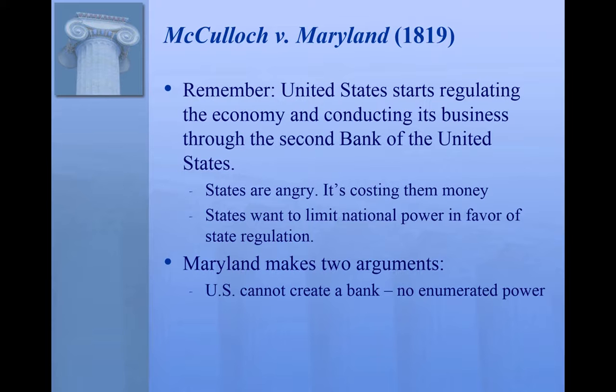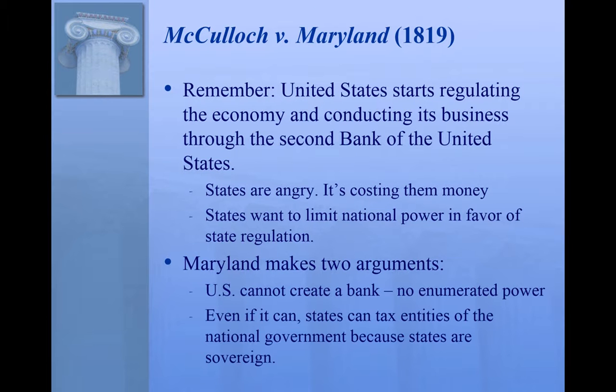And then they sort of hedge their bets on the second argument. Okay, even if we lose the first argument, even if the U.S. can make a bank, states can tax the bank, they can tax entities of the national government because states are sovereign in and of themselves. They have retained their sovereignty and they can tax businesses within their borders.